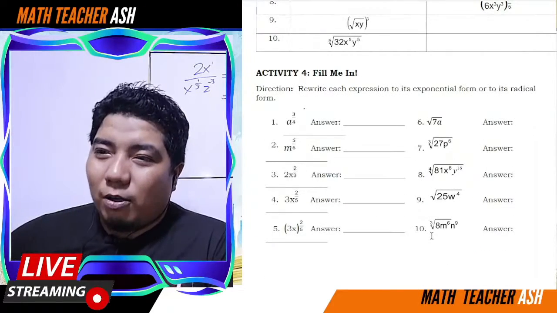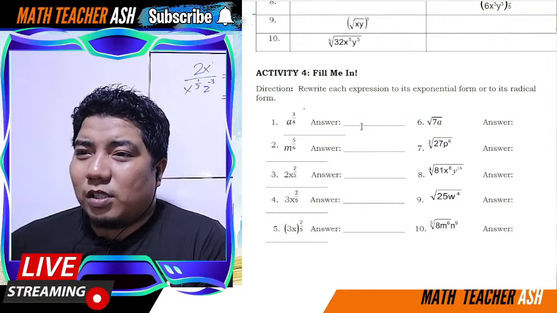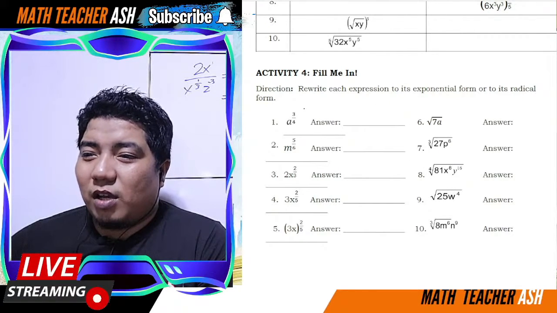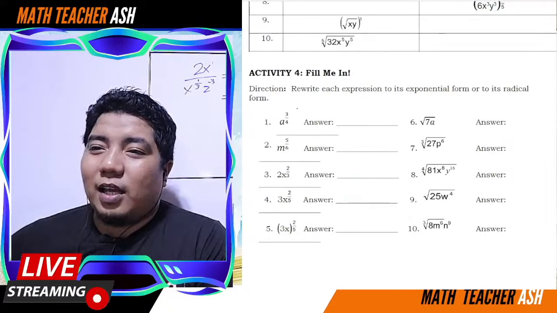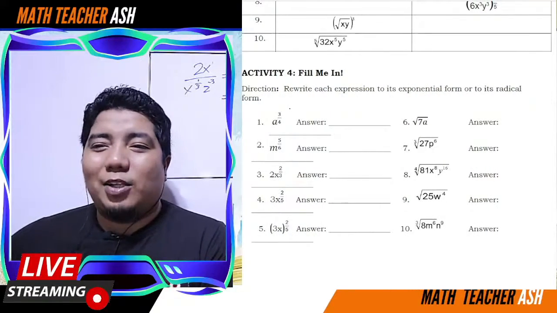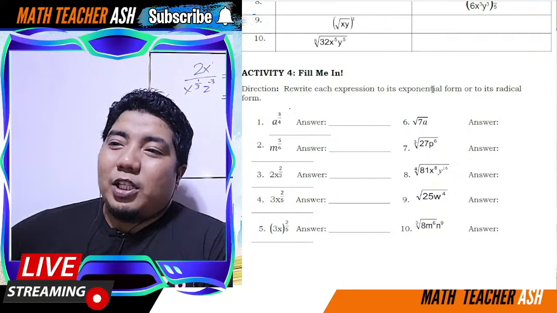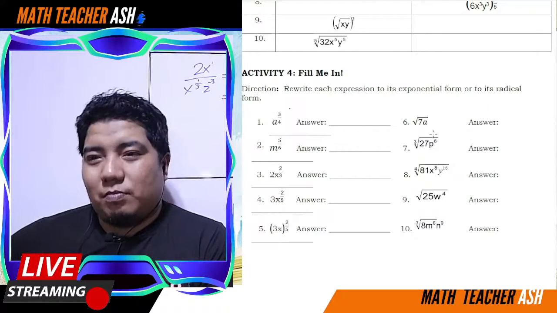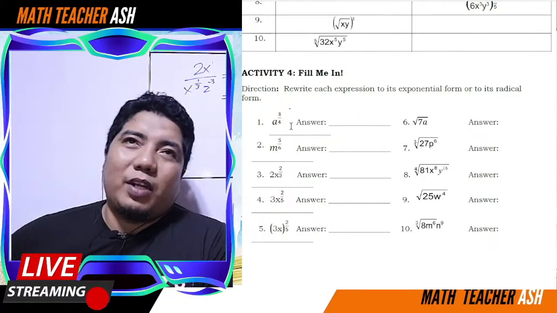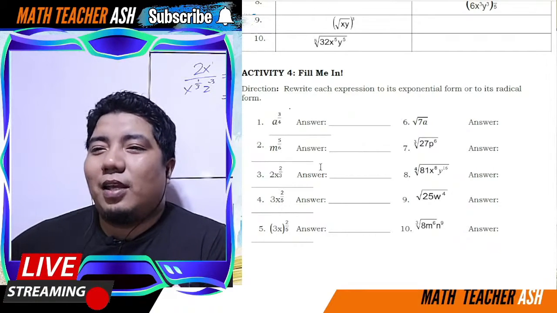Okay, how about activity 4? Fill me in. Okay, so ano daw ang sagot dito? Okay, so tingnan nyo nga. Meron na naman itong wrong layout. So, hayaan na lang natin at ihaba natin ang ating understanding. So, rewrite the exponential form or its radical form. Okay, so, vice versa lang. So, a to the power of 3/4, that will become 4th root of a cubed. Okay, napakadali.